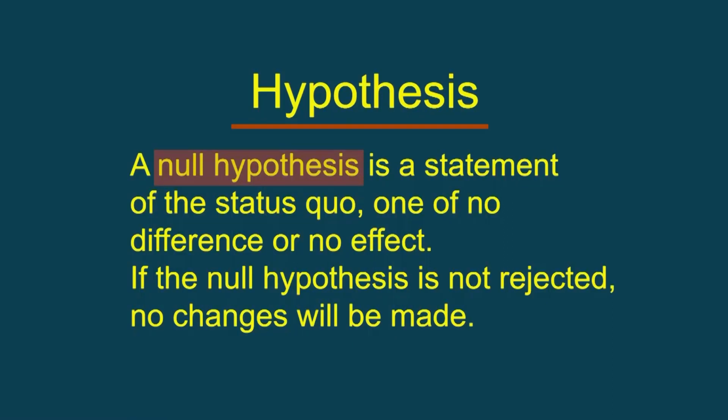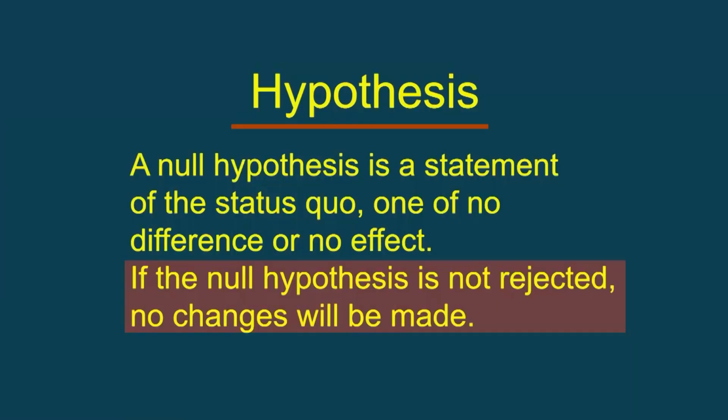So by null hypothesis, we mean that it is a statement of the status quo of no difference or no effect. That means we want to say that there is no impact of x on y or any of the variables on y, and that is how the null is set. So in most of the cases, null is actually rejected or also accepted depending on the level of significance.